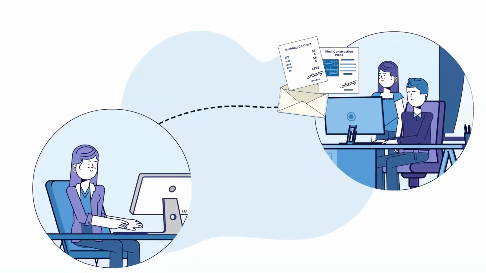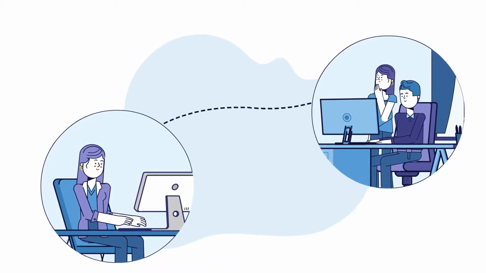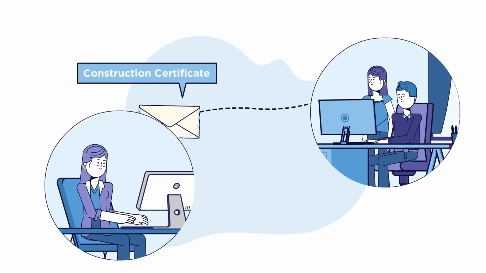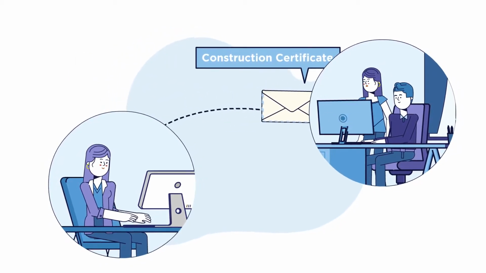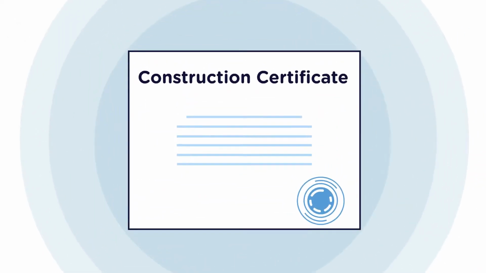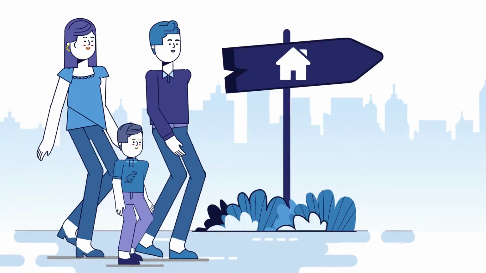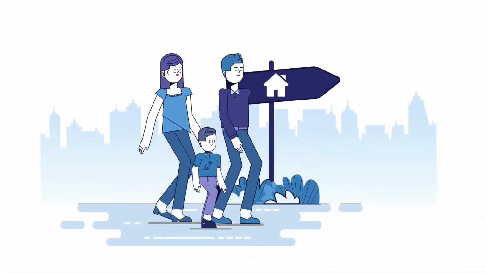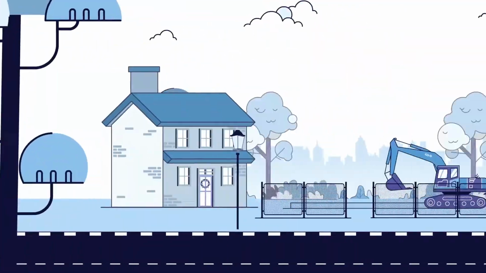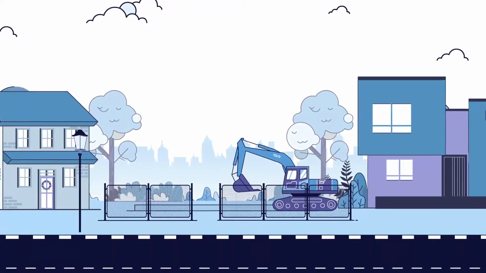Once we have received the signed building contract and construction plans back from you, we are now ready to lodge your construction certificate with the private certifier for approval. Approval can take up to 2 weeks. Congratulations! We have now received your CC approval for your dream home, and we are one step closer to starting your building journey. The last step before we can begin work on the site is for you to arrange for your home to be demolished.